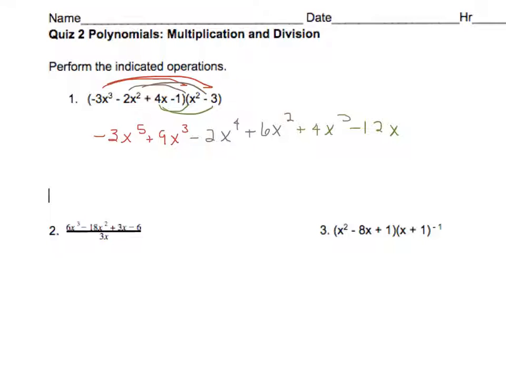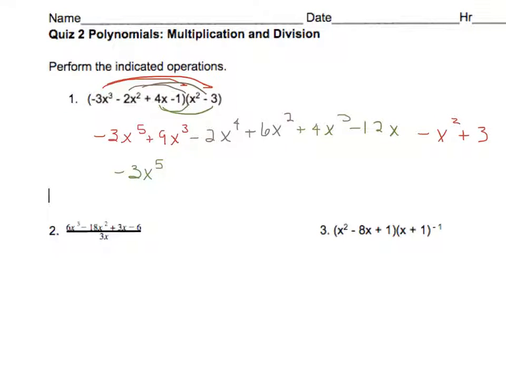And then lastly, I'll distribute the negative 1, which will give me negative x squared plus 3. So I've done all my distributing as I multiply the polynomial times the binomial, and now I'm just going to look for like terms. Okay, so let's see here. Like terms. Here's the x to the 5th term, and that's the only one. So that's going to be in my final answer, a negative 3x to the 5th.